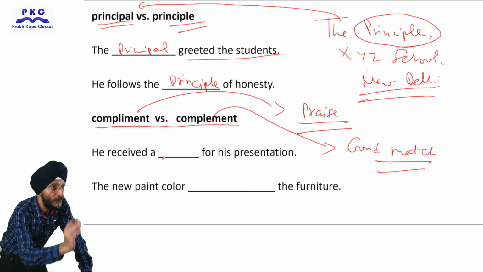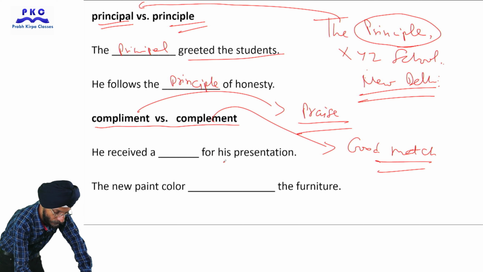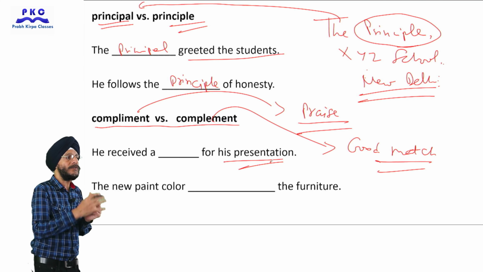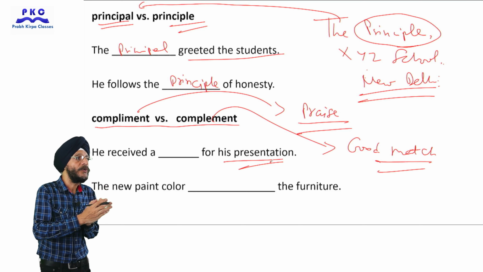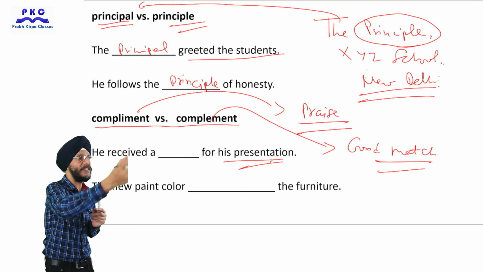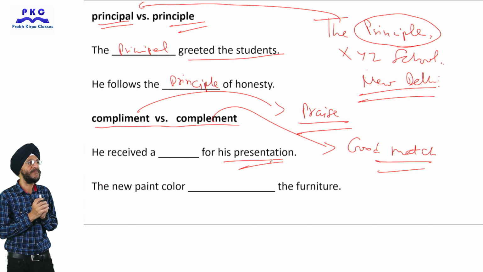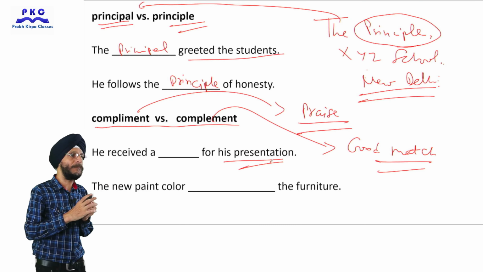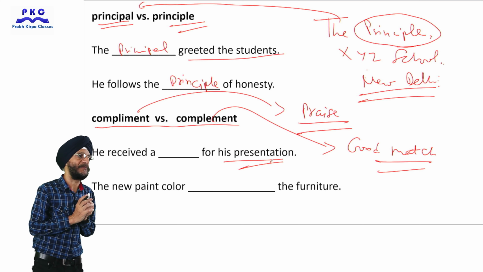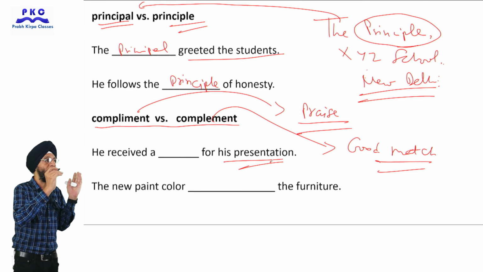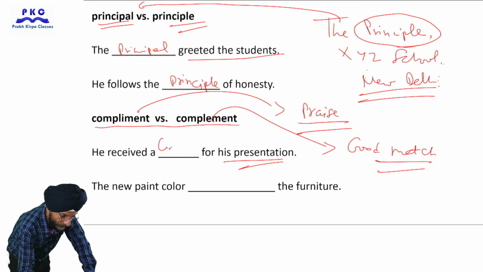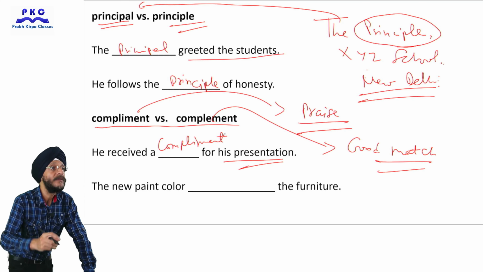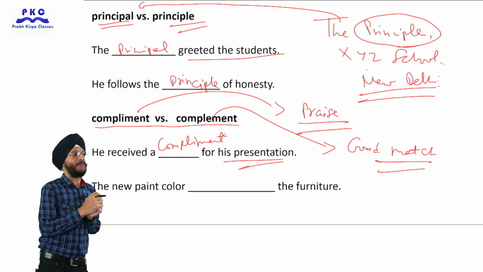Here we are to fill in the blanks. He received a dash for his presentation. When you do some presentation, what happens? Either your presentation is good and you receive praise, other people praise that your presentation was very good, or they may say that the presentation was bad. So when you receive, here the word to be used is compliment. He received, that is, other people praised his presentation.